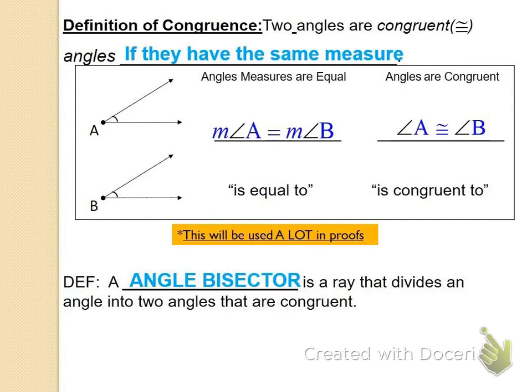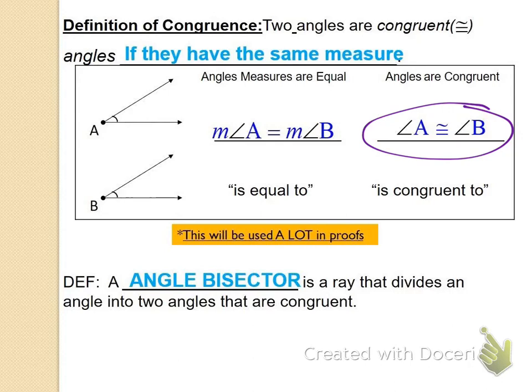In the numerical world, if two angles have the same measure, then we can write an equality statement: the measure of angle A equals the measure of angle B. Since the measures are equal, we can switch over to the figure world and say that angle A is congruent to angle B and write a congruence statement. Two statements that mean the same thing, just written differently.